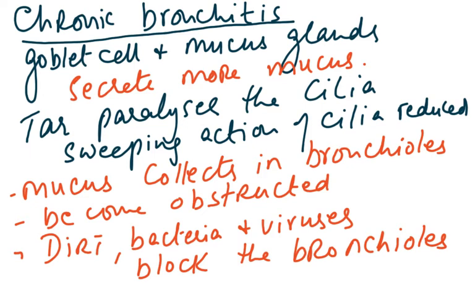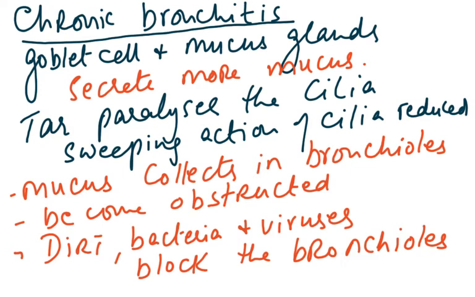So the mucus is going to collect in the bronchioles and they will become obstructed. Similarly, the mucus contains all the dirt, the dust particles, the bacteria and the viruses, and these will now collect and block the bronchioles. Now this of course results in smoker's cough, which is an attempt to move the mucus up the airways. And with time, the damaged epithelia are replaced by scar tissue, and the smooth muscles surrounding the bronchioles and bronchi become thicker. This thickening of the airway causes them to narrow and makes it difficult to breathe.